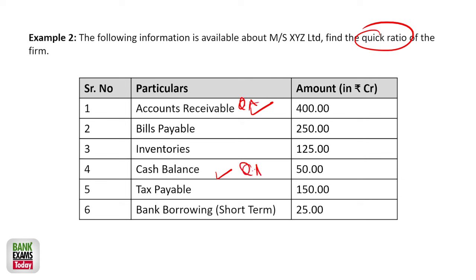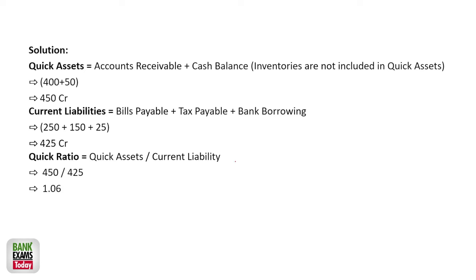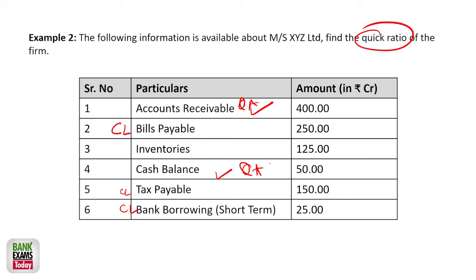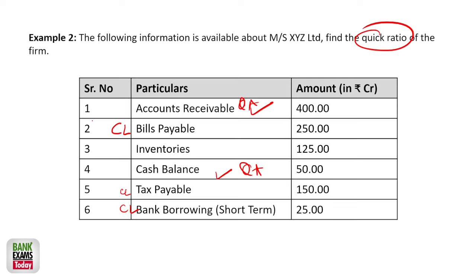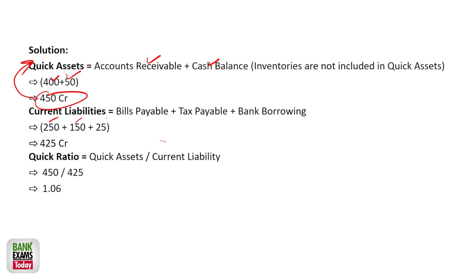Now what are the current liabilities? Bills payable is a current liability, tax payable is a current liability, bank borrowing. All these are current liabilities. So we just need to find it out, right? Quick assets: account receivable 400, cash balance 50. Inventory is not a quick asset. So 450 crore is quick assets. In current liabilities: bills payable 250, tax payable 150, and bank borrowing 25. So your current liability is 425.